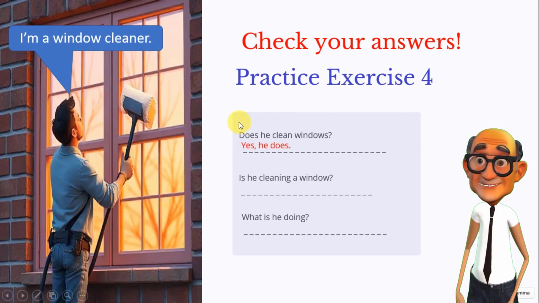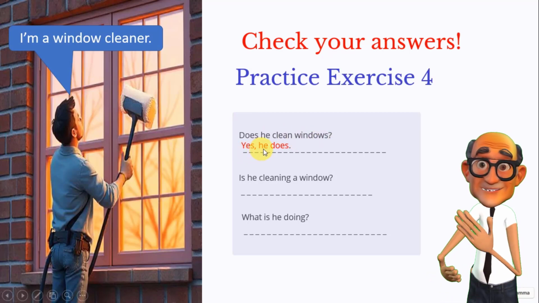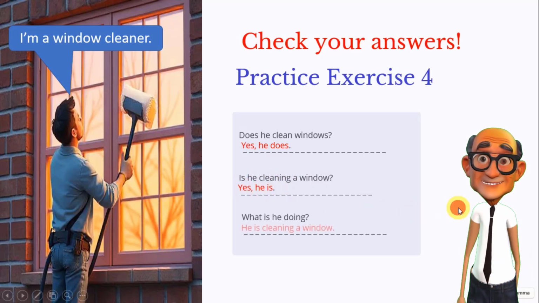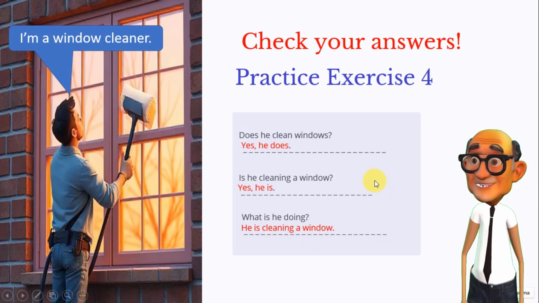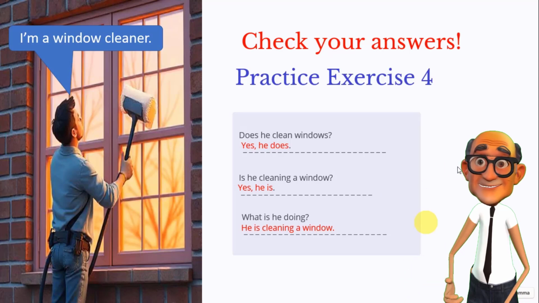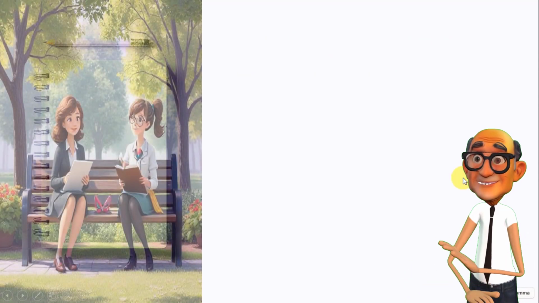Right, guys. Does he clean windows? Yes, he does. Is he cleaning a window? Yes, he is. What is he doing? He is cleaning a window. Great, guys. That is number 4. Let's move on. Okay, we finished exercise 4. Number 5 coming up.